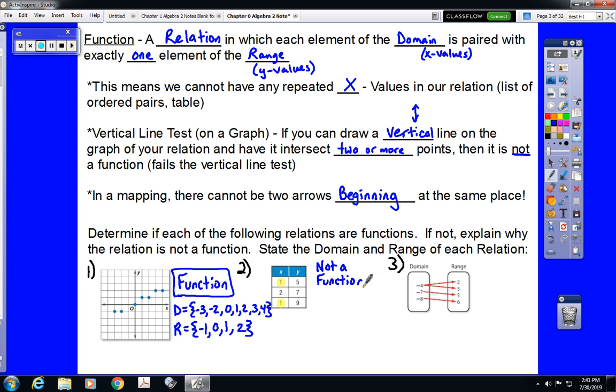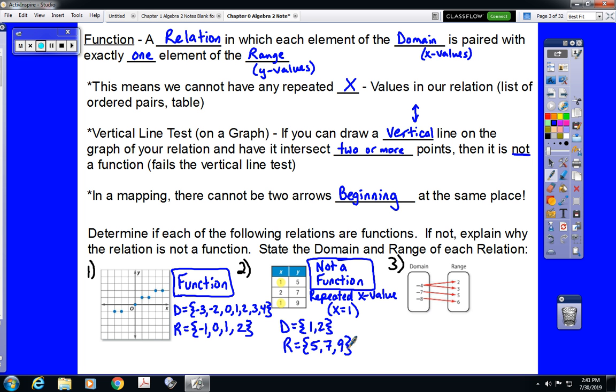And we have to explain, because it says, if not, explain why not. So we say, repeated x value. And if you're really fancy, you can say x equals 1. So that is not a function, and there's why. So we've got a repeated x value. Its domain is the numbers 1 and 2, because again, when we list a domain, we do not ever repeat. And its range is 5, 7, and 9, the numbers listed in the y column.